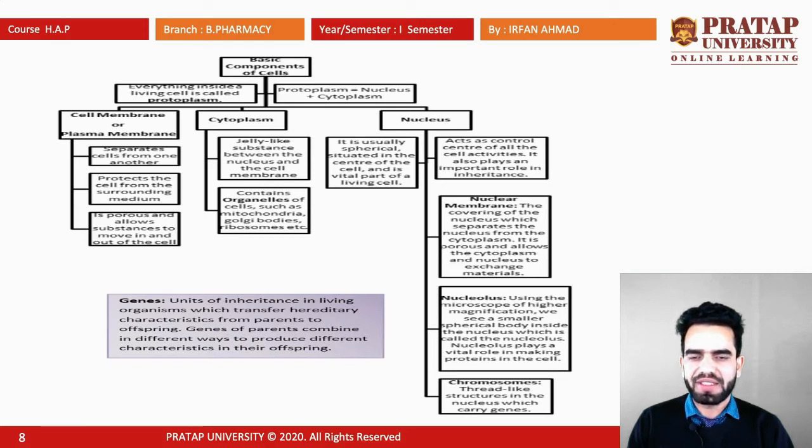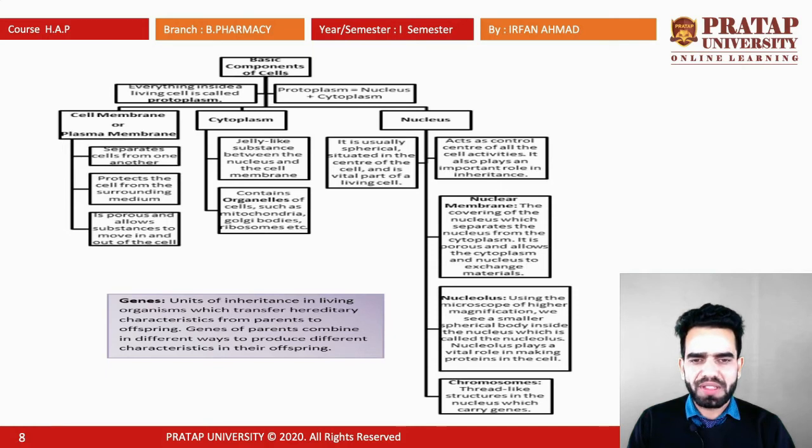Then there is the nucleus, which is spherical. It is situated in the center of the cell. It is a vital part of the living cell. It acts as the control center of all cell activities and plays an important role in inheritance. Then there is also the nuclear membrane, which separates the nucleus from the cytoplasm.